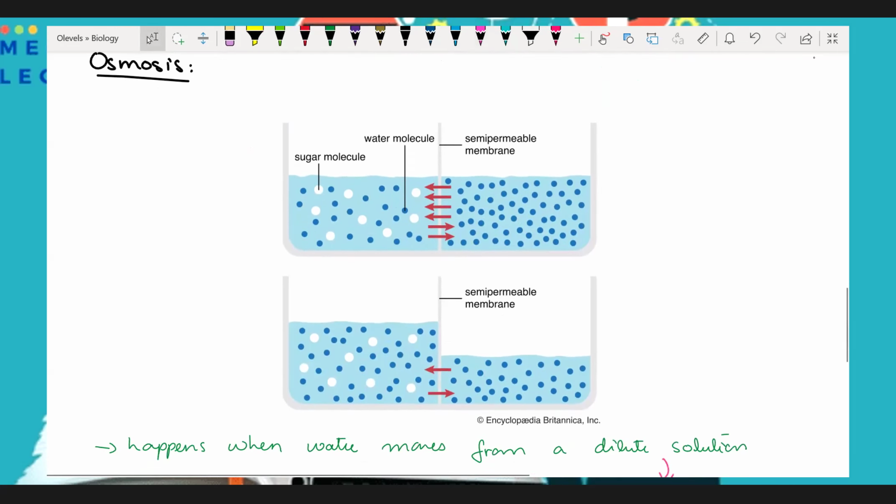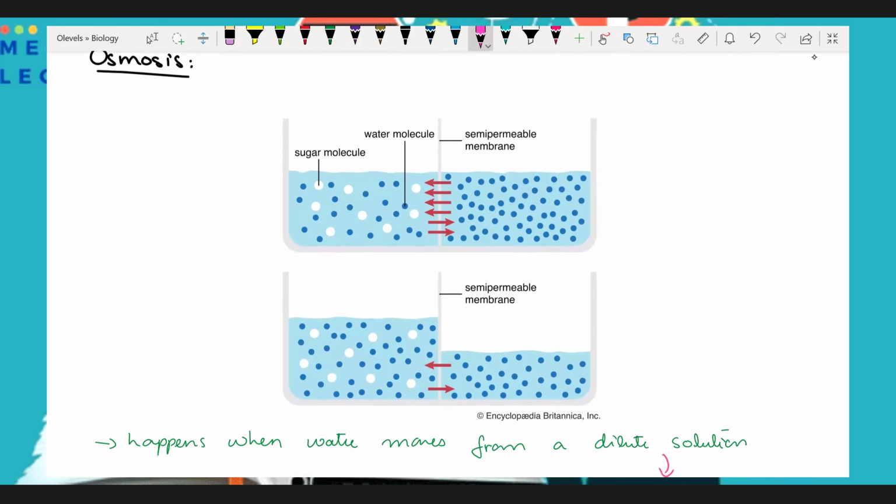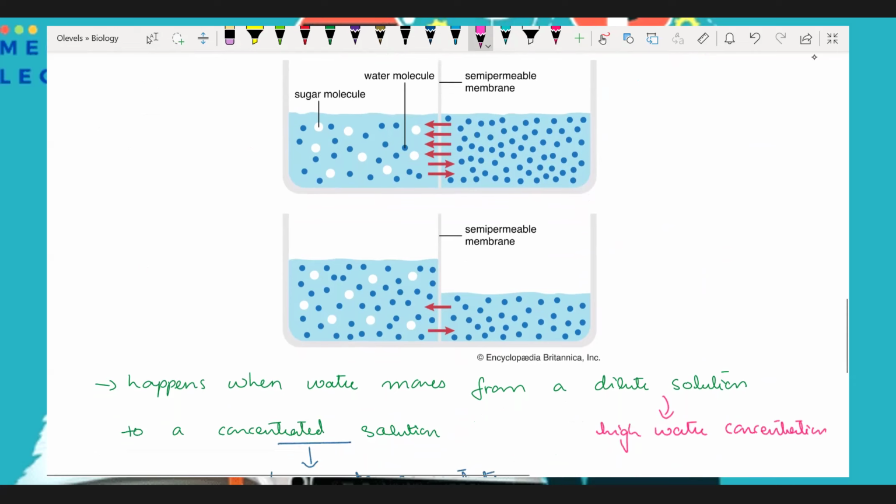Now you can see here we have some sugar molecules as well, right? And these small molecules are of water. So this is a partially permeable membrane. You can see that water molecules can pass through this membrane, but the sugar molecules, which are larger in size, cannot pass, right?